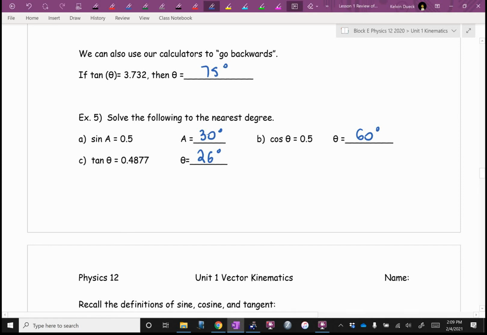And I got 30, 60, and 25.99, 26. I made these up nice. Usually when you're finding an angle, it won't be nice. It's going to be like 23.25973 degrees. I'm not going to try and contrive examples to make them nice.